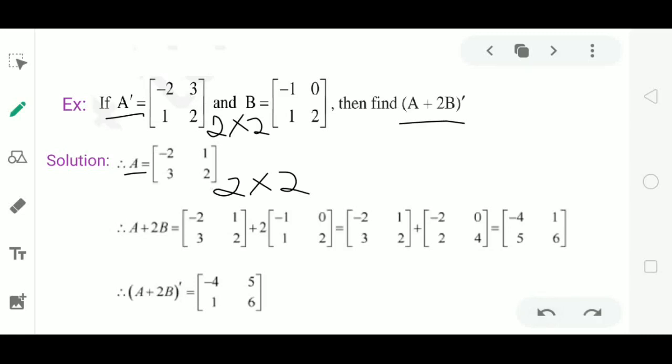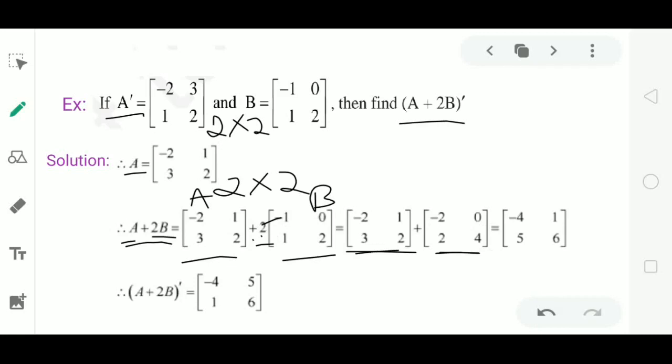Next, we find A plus 2B. Matrix A plus 2 into matrix B. Matrix A as it is. 2 into matrix B means we multiply 2 to each of the elements of matrix B. 2 into minus 1 is minus 2. 2 into 0, 0. 2 into 1, 2. 2 into 2, 4. This is the matrix 2B.